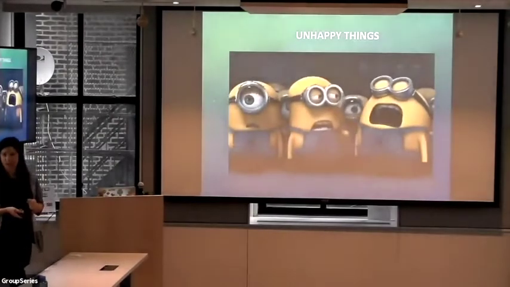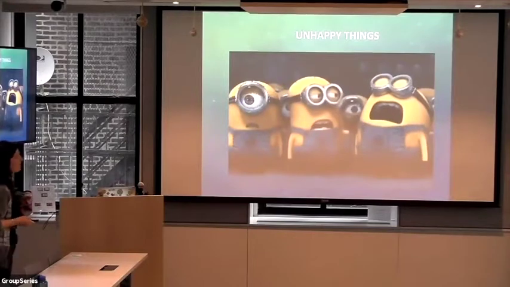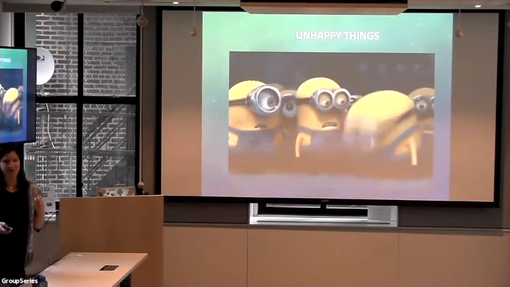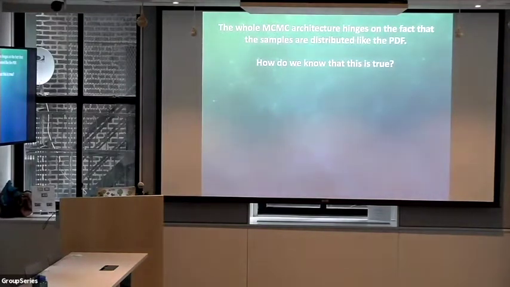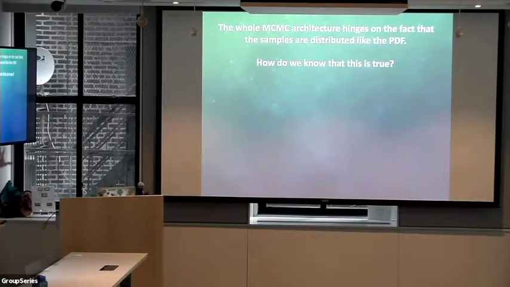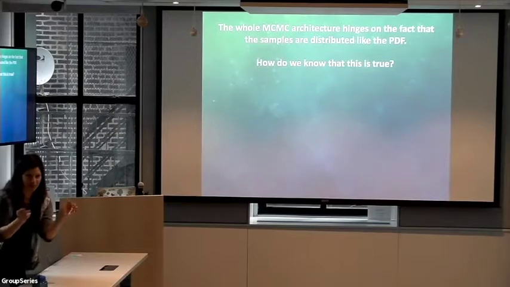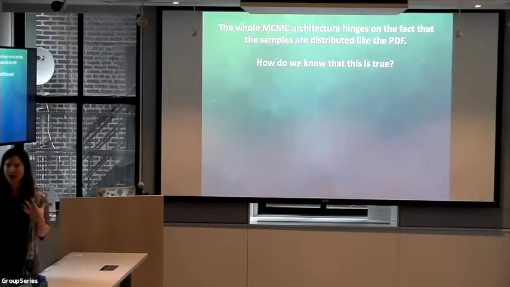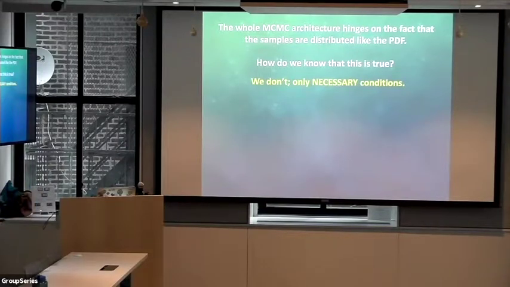Now, things that are not so great. Well, I feel like the main one is the fact that you can never really know if you have converged. So, as we mentioned, the whole architecture of MCMC relies on this key property, which is the fact that your samples are distributed like your posterior. If this is true, everything works beautifully. How can you know that this is true? And the problem is that you don't really.